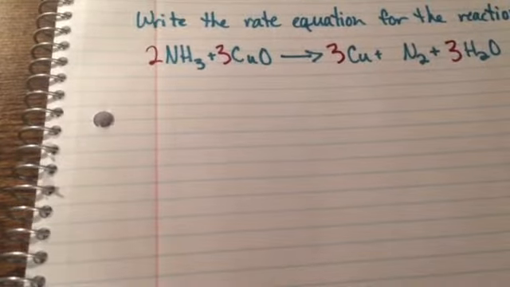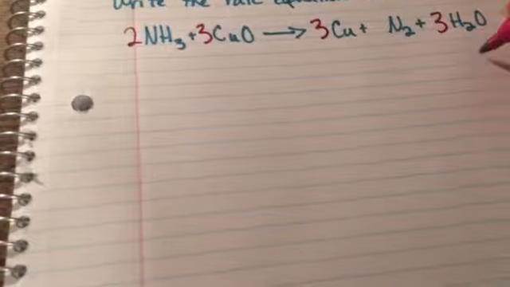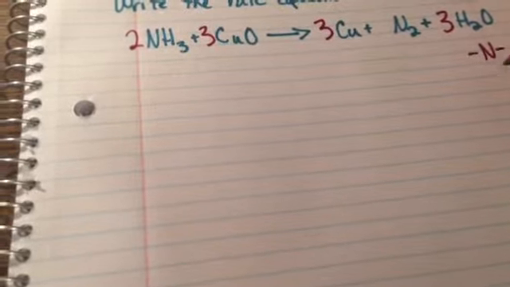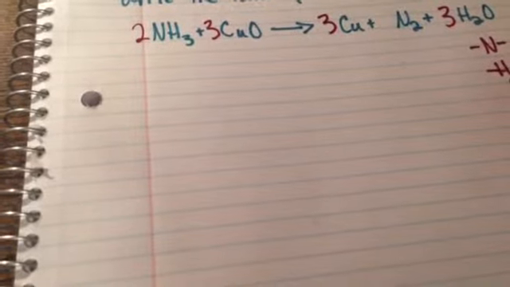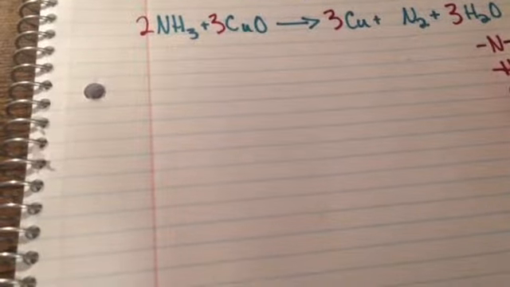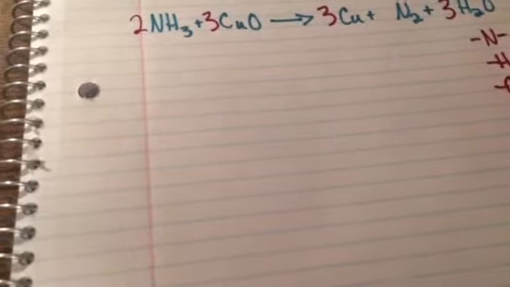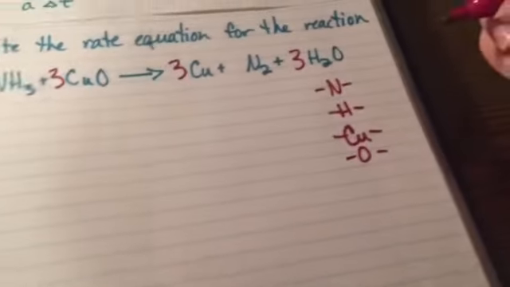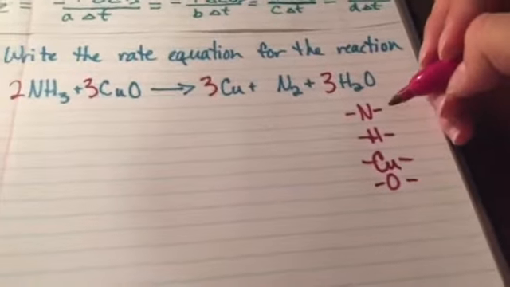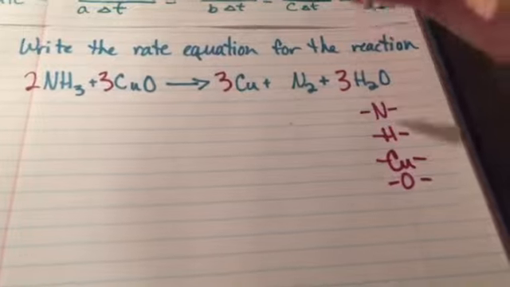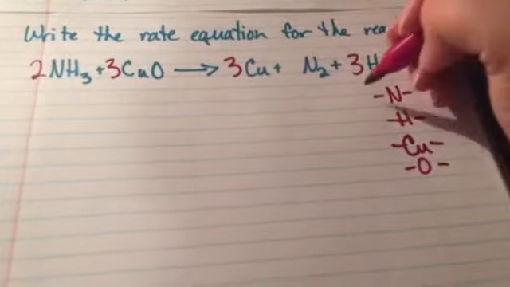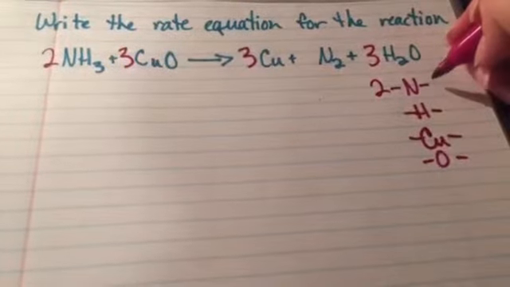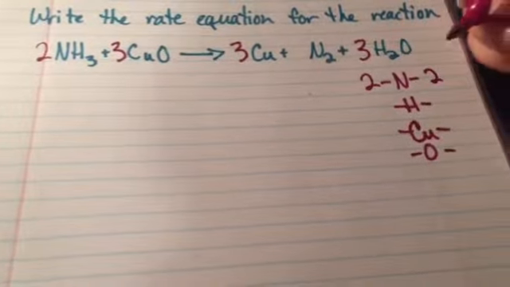You can always check what you're balancing by simply writing out each item that you have. You have N, H, Cu, and O. Then we count how many N's we have on each side. Over here we have 2. Over here we have 2. So we had 2 on the left and we have 2 on the right.